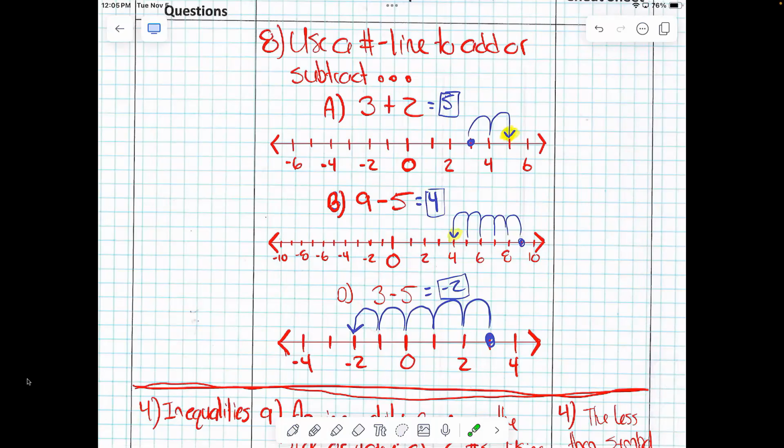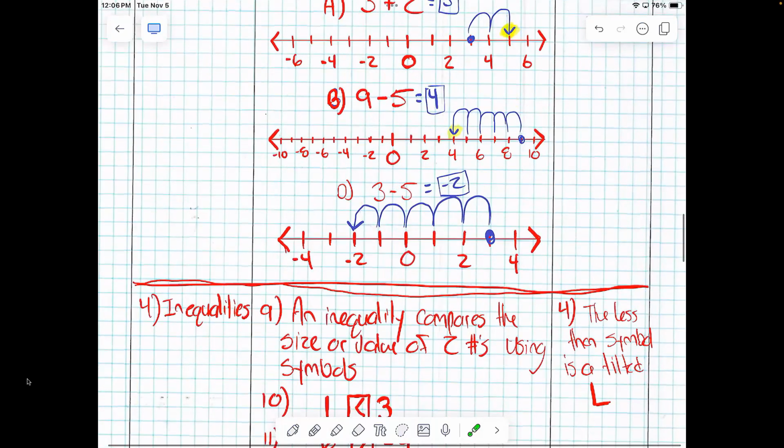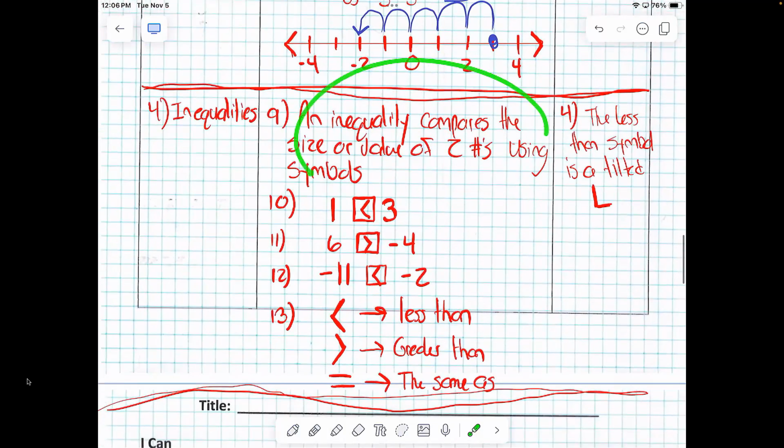Can you use a number line to add or subtract? Certainly you can. If I say 3 plus 2, where am I going to put my first dot? 3. Put a dot at 3. And if I'm adding 2, which way am I going on the number line? Right. We call these little bunny hops. Answer is what? 5. Now, do you know what number is between 4 and 6, or what this tick mark represents? 5. If you subtract, which way do you go on a number line? Left.